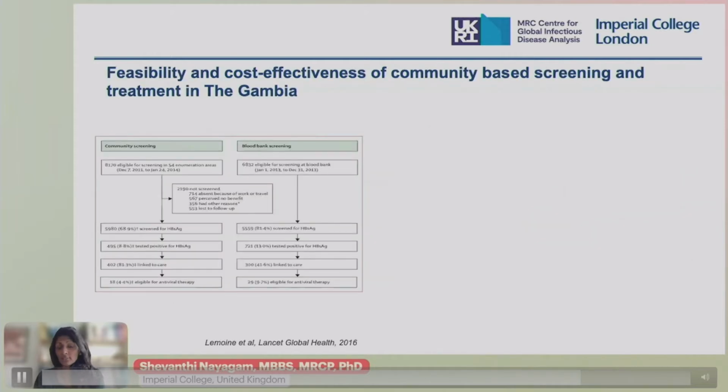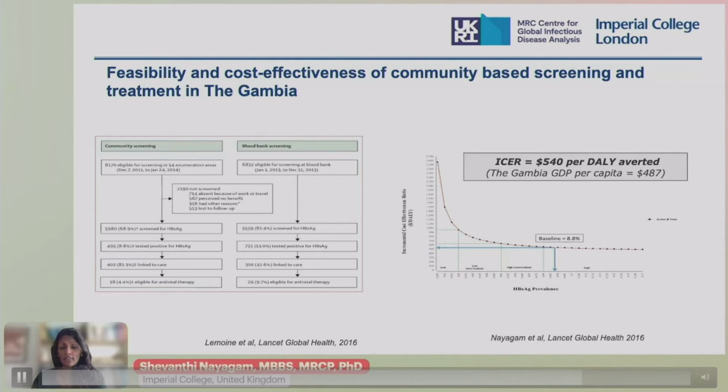On a country level, our group, the PROLIFIC group, looked in the Gambia and found that community-based screening and treatment with tenofovir for adults already infected with hepatitis B infection was feasible and had an incremental cost-effectiveness ratio of about 1 times GDP per capita in the Gambia. So there aren't many country-level analyses about testing and treatment in community settings.